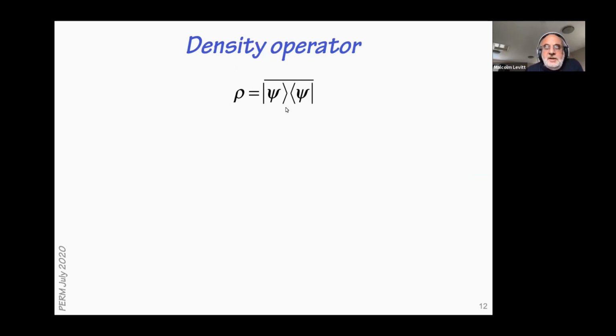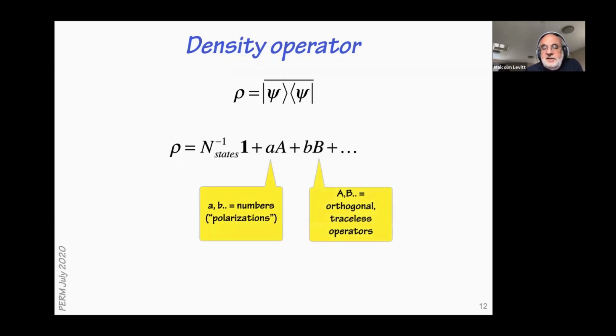So we describe the state of an ensemble of spins by an object called the density operator, and technically it's given by this ket-bra product averaged over the ensemble. And in NMR theory, we expand that density operator in terms of a set of operators. So we have the unity operator, which is always there, divided by the number of states of the system.